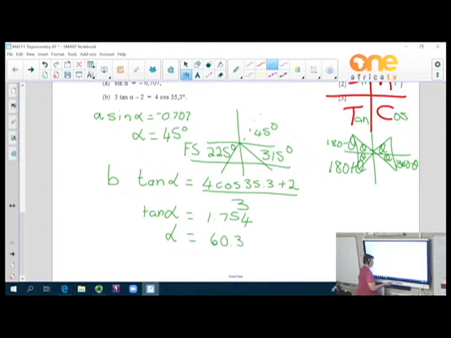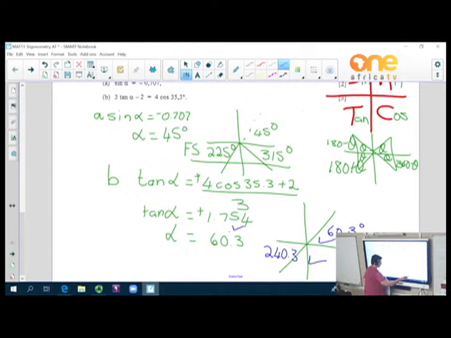Now we have to draw it because it's between 0 and 360 degrees. And the question, according to CAST, is where is tan positive? Because this is positive. And it is in those two quadrants where tan is positive. So this angle is then 60.3 degrees. And how do I get this one? Butterfly story, 180 plus, and that's then 240.3 degrees. So you get a method mark here, and then for the two answers. And here you get a method mark there, and for the two answers.